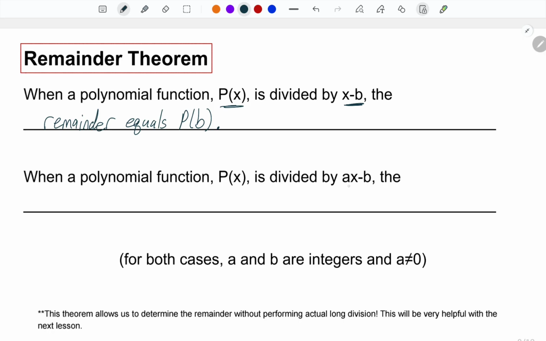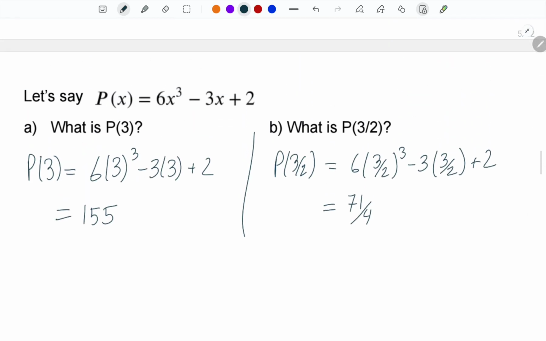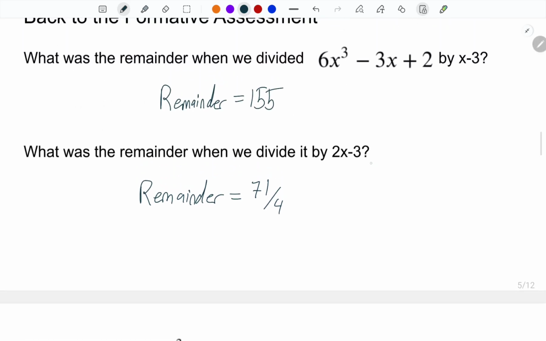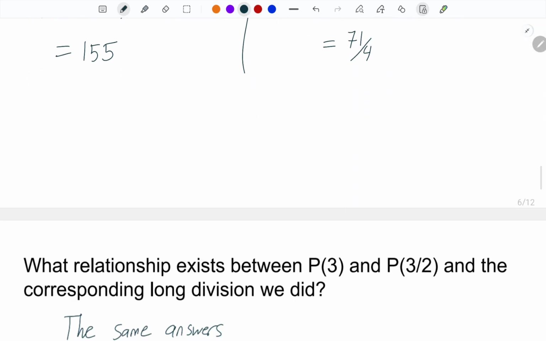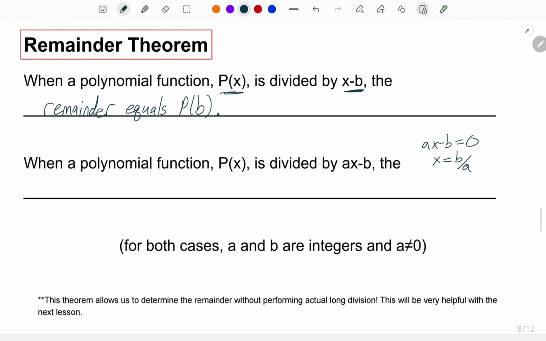And what if we have something with a lead coefficient, like ax minus b? Well, if you're solving for the root, set it equal to 0, rearrange, and you get b over a. And if we saw with our previous example, let's just go up. 2x minus 3, if you rearrange 2x minus 3 equal to 0, you will get x is equal to 3 over 2, which is what we substitute in to get the exact same answer. So the remainder equals p of b over a.